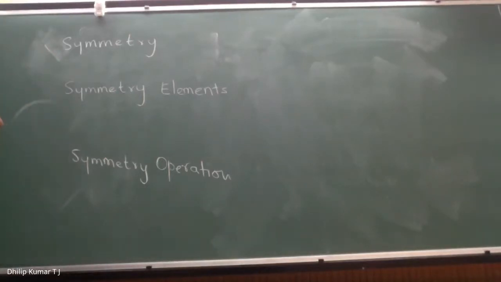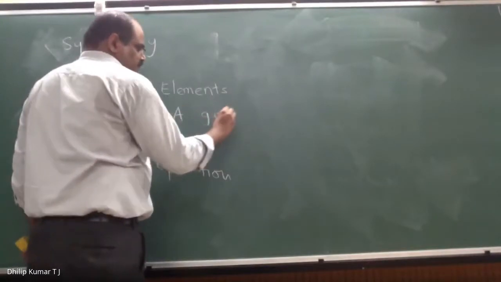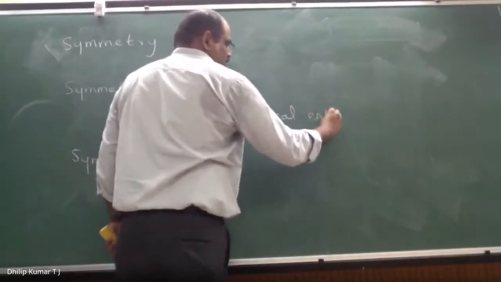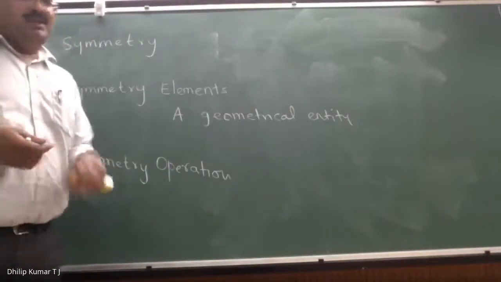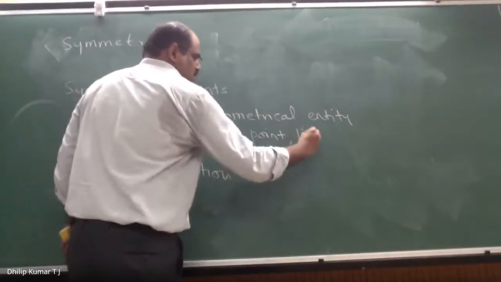So symmetry means there is a relation between parts of an object with respect to size, shape, and position. That's called symmetry technically. A symmetry element is a geometrical entity. Geometrical entity means it could be a point, a line, or a plane.